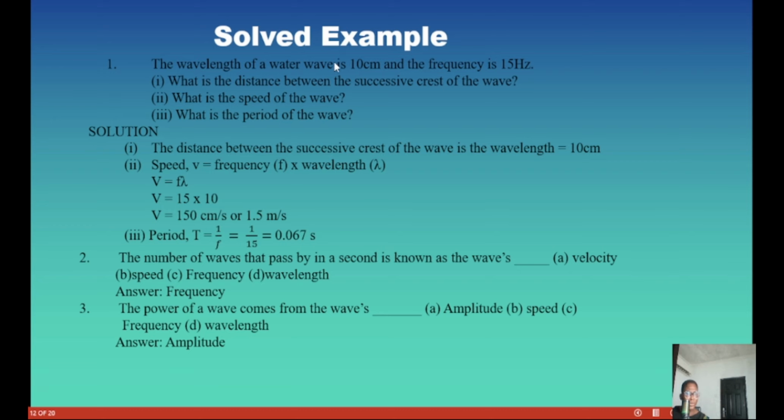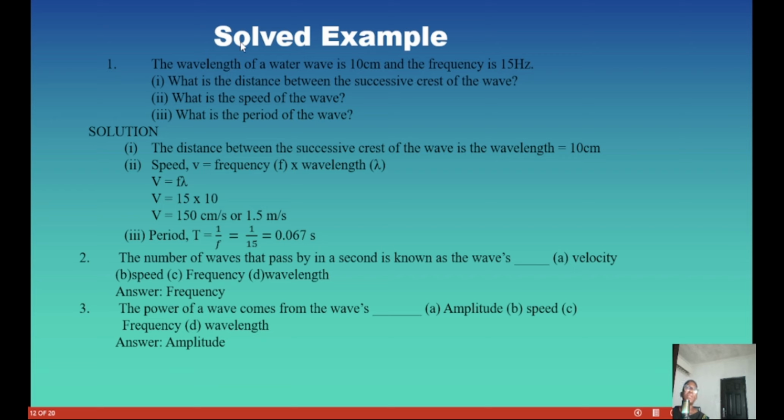So the first question says, the wavelength of a water wave is 10 centimeters. We know that a water wave is a mechanical wave, and the frequency is 15 hertz. The first question is, what is the distance between the successive crests of the wave? The second question says, what is the speed of the wave? And the third one says, what is the period of the wave?